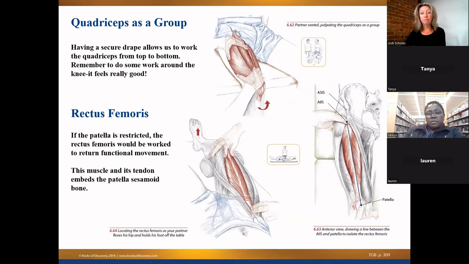All right. Another good look at the rectus femoris. We're going to be winding down here a little bit as we move into dissecting some questions in a few minutes. But you can see the quadriceps as a group. I do mention that a secure drape allows us to work the quadriceps from top to bottom. So how do you drape the quadriceps?